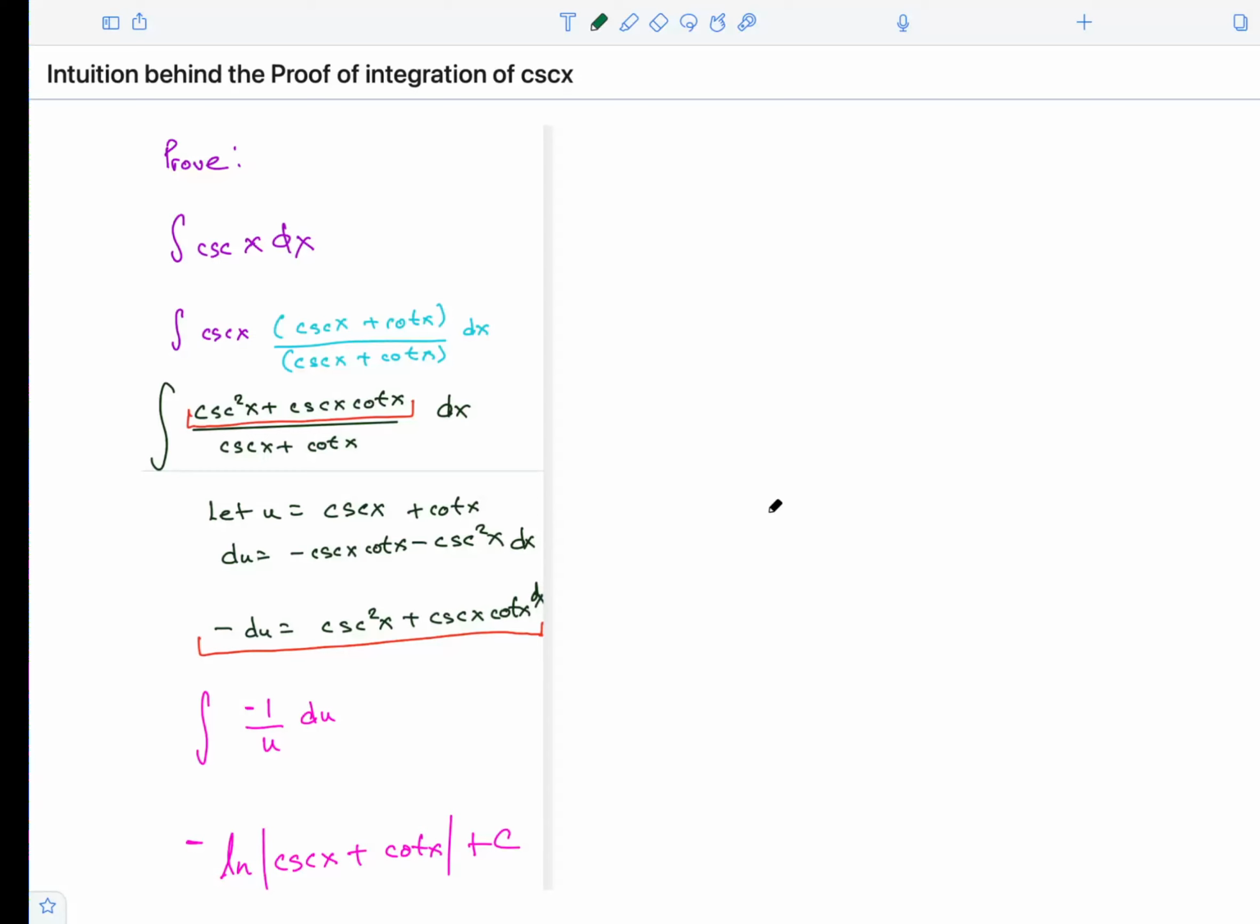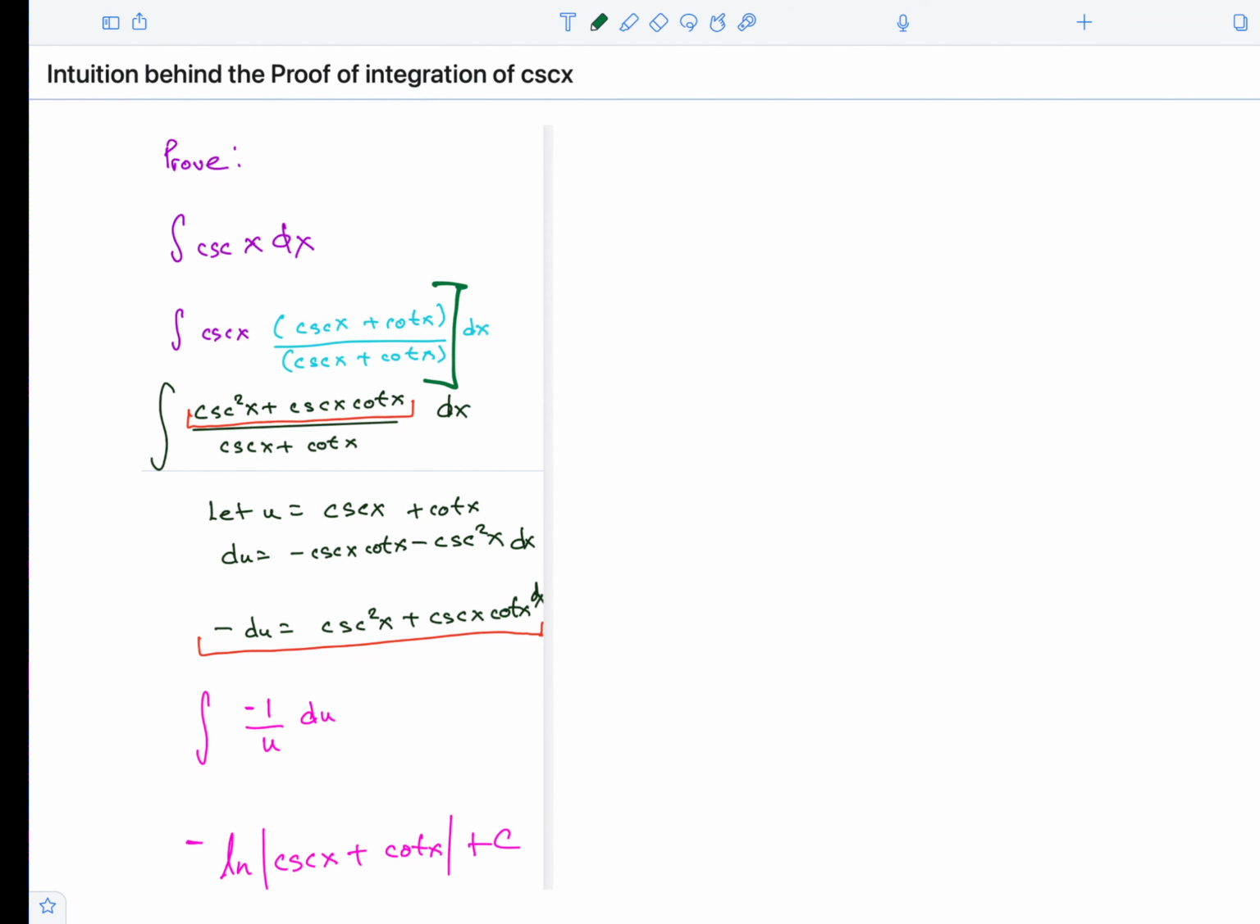All right, let's talk about the intuition behind the proof of the integration of cosecant x. So the proof of the integration of cosecant x, what we want to do here is we actually multiply the top and the bottom of cosecant x by cosecant x plus cotangent x.